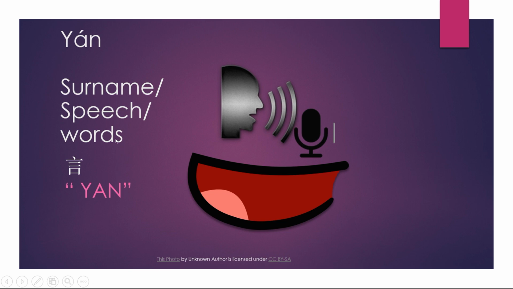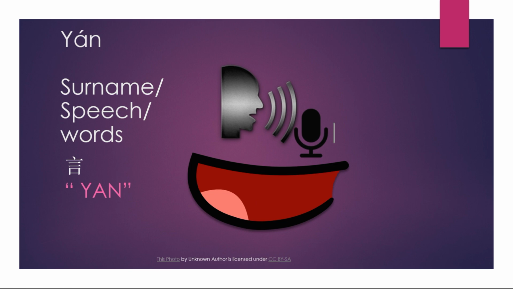So let's say this again. Yen, which is surname or speech or words. Yen is written this way. I also added the way to spell or pronounce it, which is yen. That's all about this character, yen.